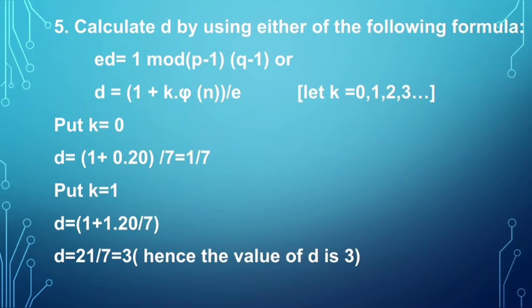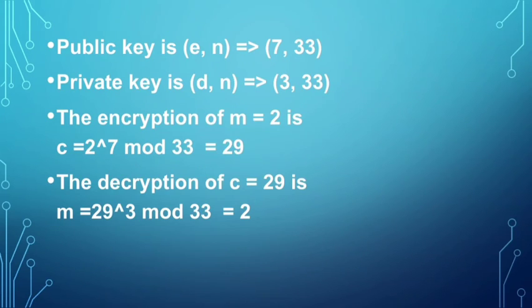So we are going to make k as 1. d equal to (1 plus 1 dot 20) divided by 7. Here we get 21 divided by 7 equal to 3. Hence it is a whole number. We get the private key value, that is, the d value is 3. Thus finally we got the public key (e, n) as (7, 33) and the private key (d, n) as (3, 33).